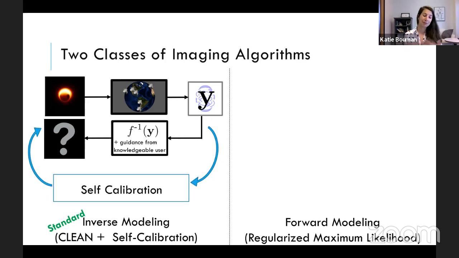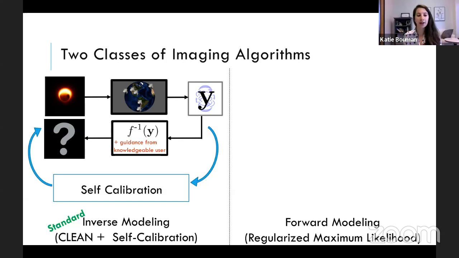But the disadvantage is that these methods were originally developed for telescope arrays that have many more telescopes, and don't have the same kind of corrupting noise that we have in the EHT data. And so the big disadvantage is that these methods are sensitive, and so you need to have a significant amount of guidance from a knowledgeable user to move it in a good direction. And they do this by laying down what are called clean boxes, which are like the region where you expect the light to form in the image. So there's definitely interaction with a human user to make an image.